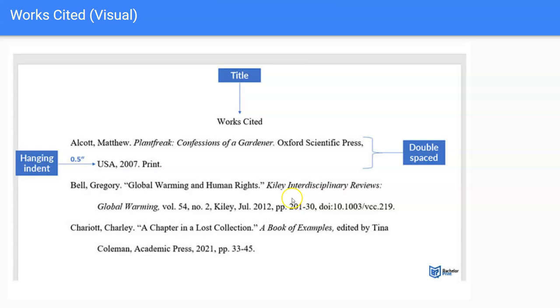Now, hypothetically, if we said, oh no, there is no author for this Charlie Chariot piece, and it instead said a chapter in a lost collection, that's an A with no letters after it, it would actually go first, and Alcott would go second. But because there's an author, we focus on the author's last name. Basically, whatever comes first in your works cited is how you're going to alphabetize it. And like the rest of the paper, it will be double spaced.